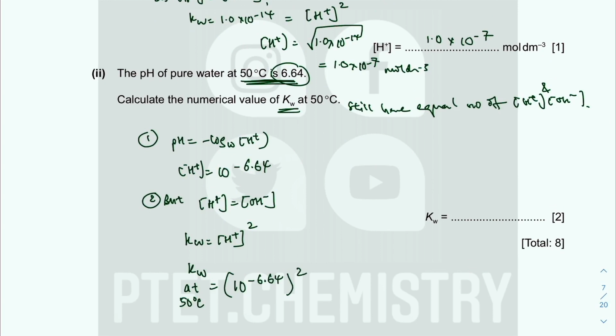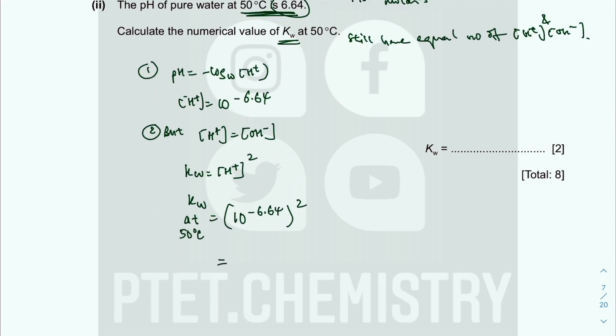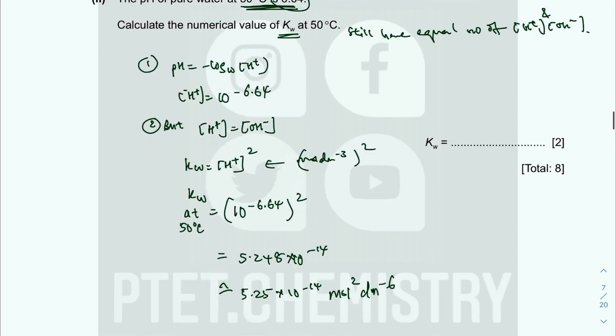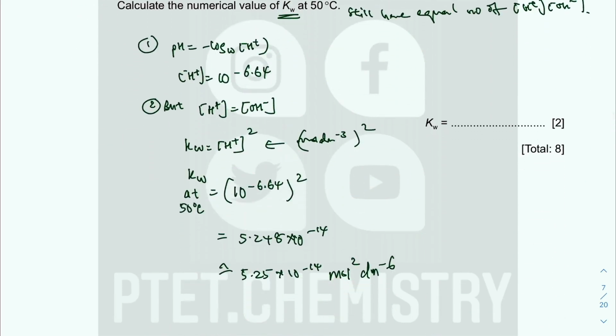So the Kw at 50 degrees Celsius is equal to 10 to the power minus 6.64 squared. So you are supposed to work it out one by one, but I can't be bothered, so you can work it out. And then you're going to get 5.248 times 10 to the power minus 14. You're going to get 5.25 times 10 to the power minus 14. That will be mole squared dm to the minus 6. When you do that, that is mole per dm cube squared. The unit is also given for free in the data booklet. When you get the value there, it's actually given in the data booklet as that, okay? So it's 5.25 times 10 to the power minus 14. I know they just want the numerical value.